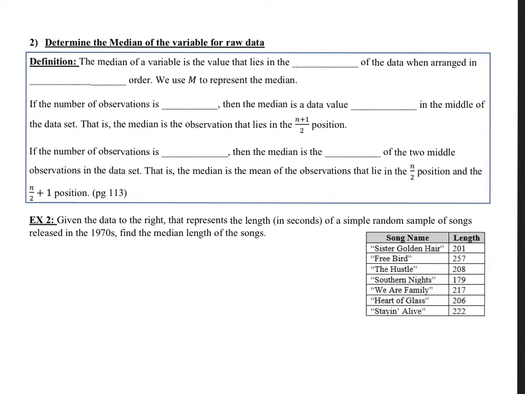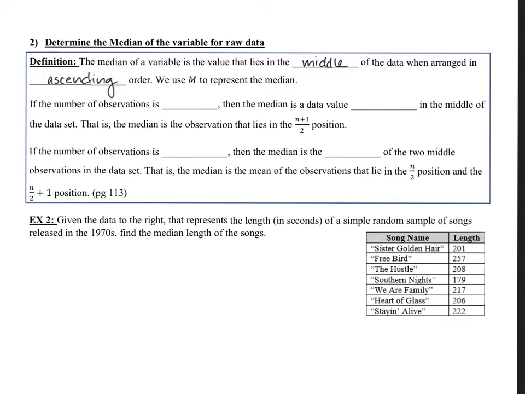The median of a variable is the value that lies in the middle of the data when arranged in ascending order. We use M to represent the median, capital M, please note. All right, so we have two options. We can either have an even amount of data or an odd amount of data, and that does change the way we calculate our median.